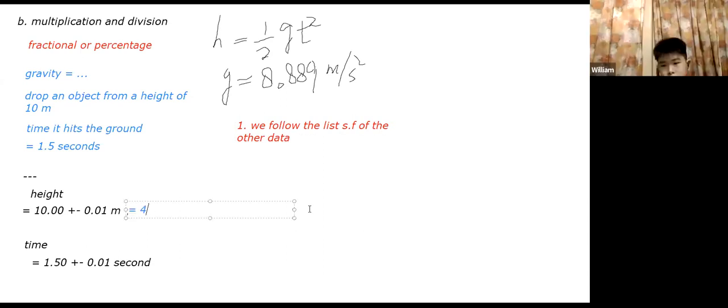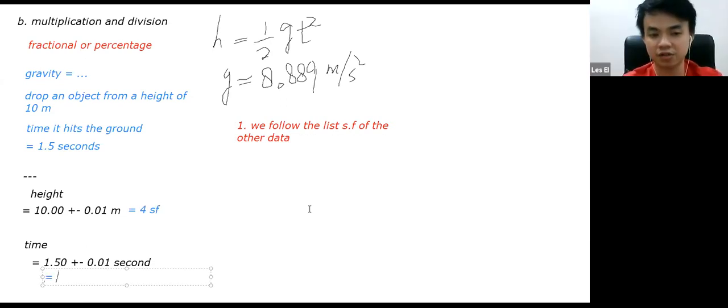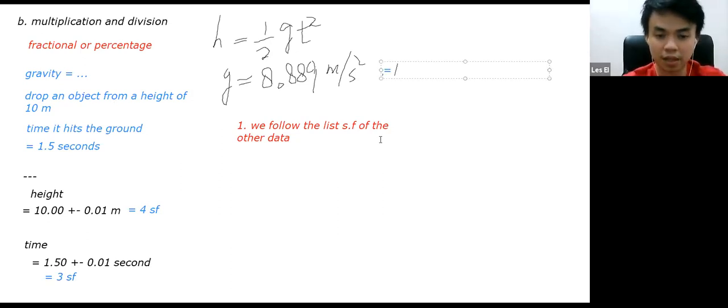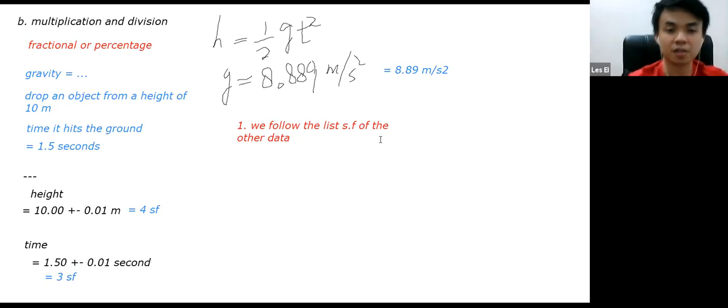4 significant figures. Well, for the time, you see it as 3 significant figures. So if you want to write your answer for the gravitational field strength, you should write it as 8.89 meter per second square. You should write it up to 3 significant figures only.